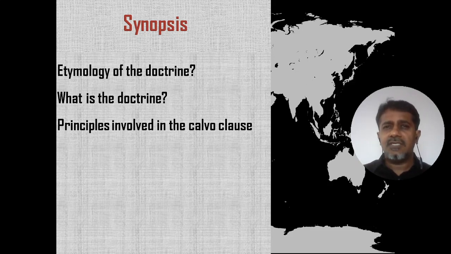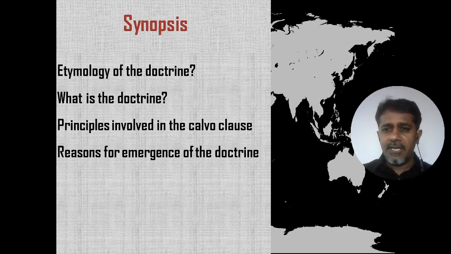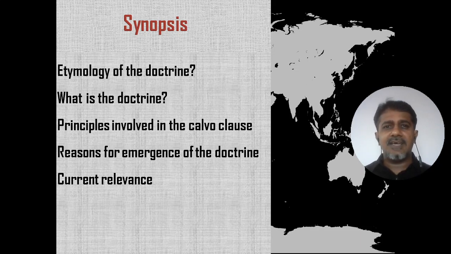There are a few things said in this doctrine regarding settlement of disputes whenever international investments are involved. In this regard, how disputes are to be settled, this principle has been put forth by Calvo. So, what are the justifications or the basis for such an assertion will also be studied very briefly. And moving further, the reason for the emergence of this doctrine, why this doctrine came out as such, will also be discussed. And further, what is its current relevance?